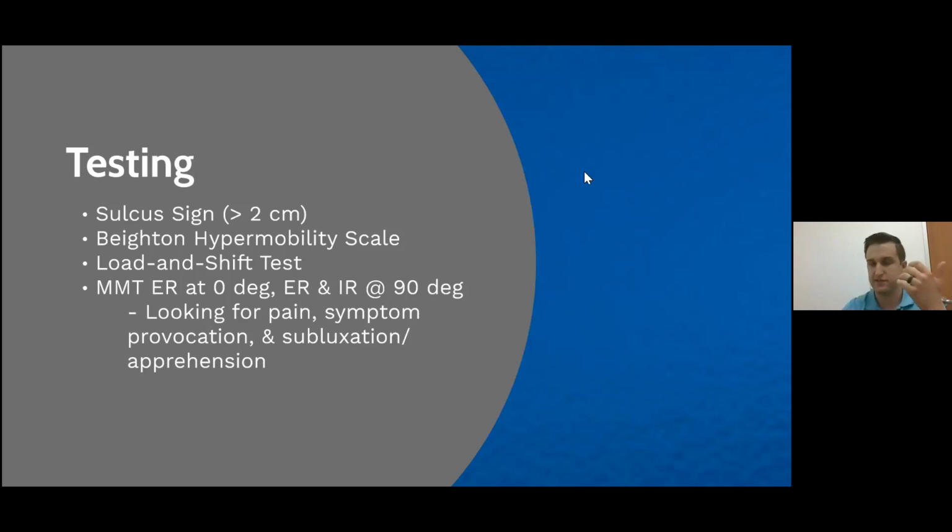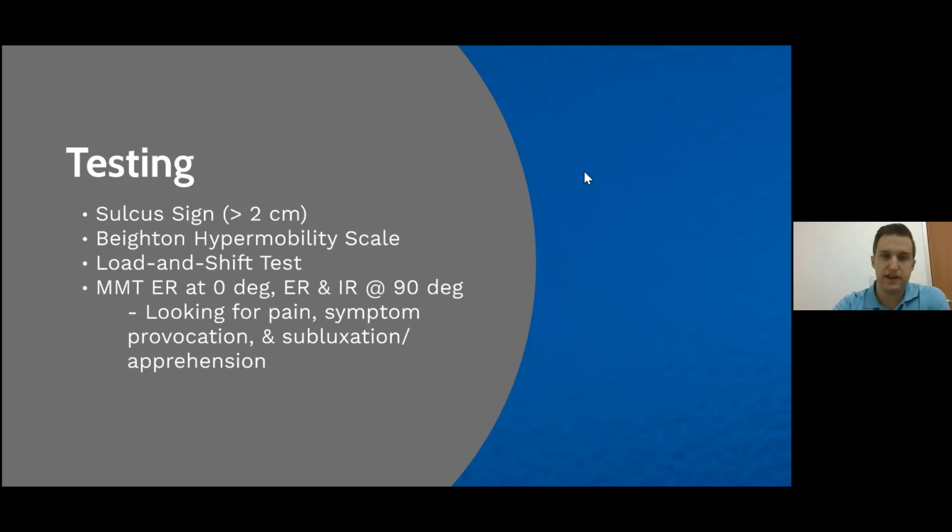And again, this is even more subjective, but if there is a greater than 2 centimeter deviation of the humeral head out of the glenoid cavity, or out of just the general shoulder socket, that'd be a positive sign as well. That's going to be a little bit better if you're looking. Sulcus sign is more generalized hypermobility to the shoulder. Loaded shift is going to be more specifically biased towards either a posterior or anterior instability.